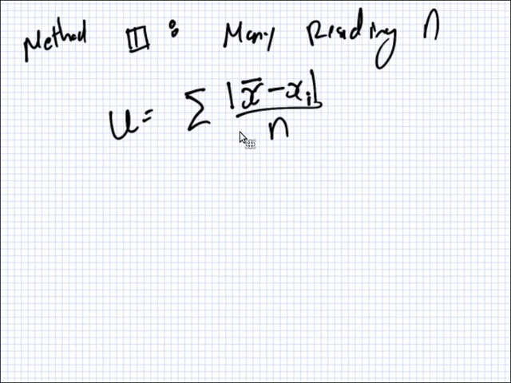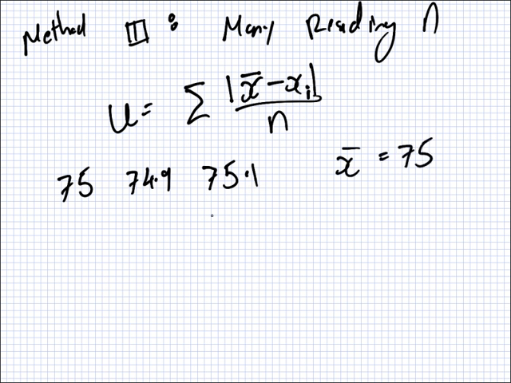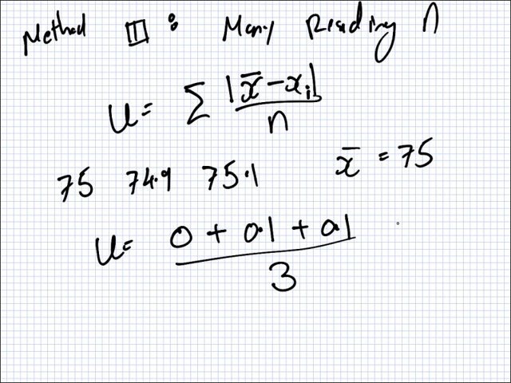So, for example, let's say we have 75, 74.9, and then 75.1. And here the average is 75. So the uncertainty would be 0 plus 0.1 plus 0.1 over 3, which is 0.2 over 3. Now don't worry, you don't need to write this down because you have these on the page.